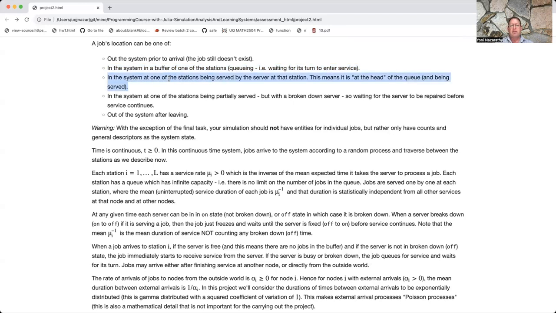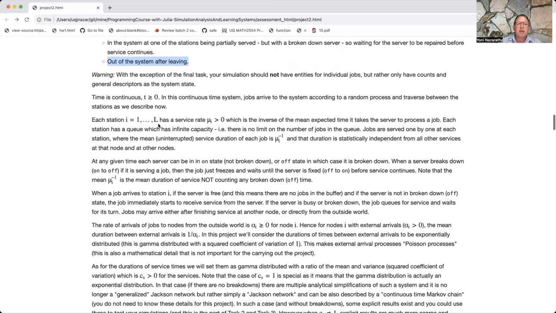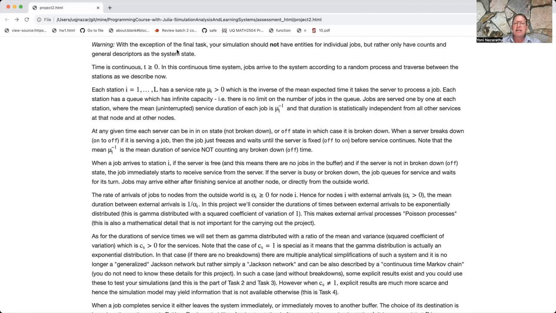Or it can be in one of the stations, and lucky for it, it's not waiting in the queue, it's actually receiving service. So you can call that it's being at the head of the queue, and it's receiving service. If it's an amusement park, it's actually engaging in the ride or whatever it is. Or it can be in one of the stations, and it was receiving service, but it's partially served, but life's tough and the server broke down. So it's waiting for the server to be repaired so it can continue to receive service. Or it can be out of the system after leaving. Okay, so keep in mind that with the exception of the final task, your simulation should not have entities of individual jobs.